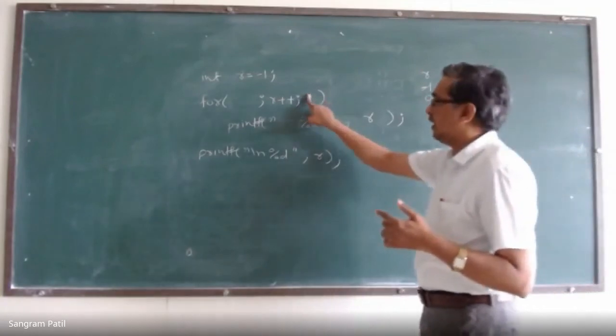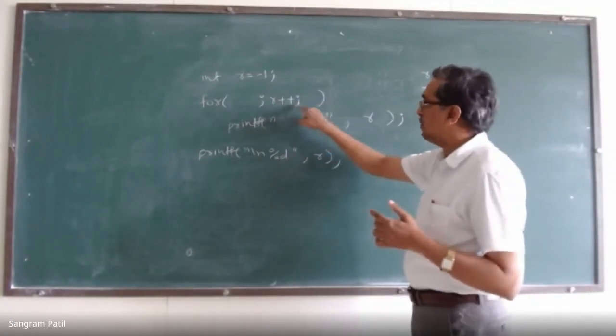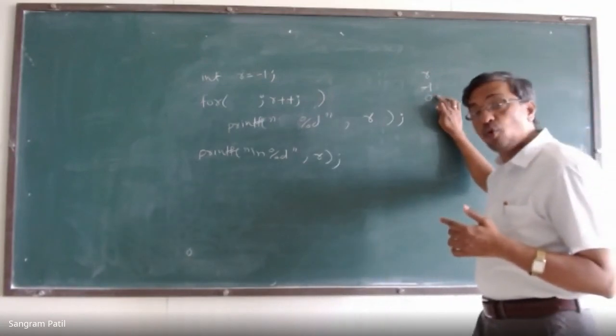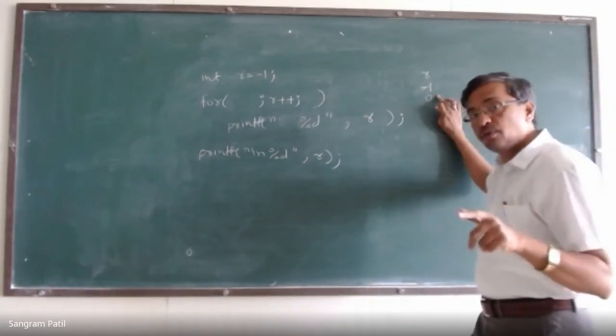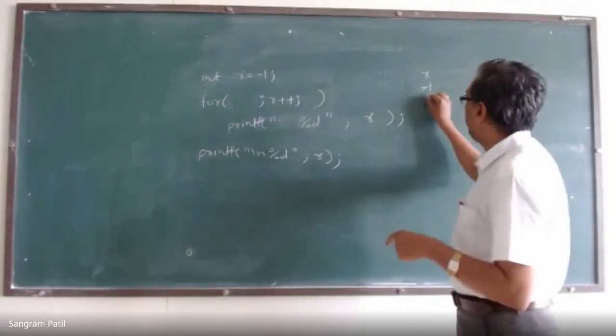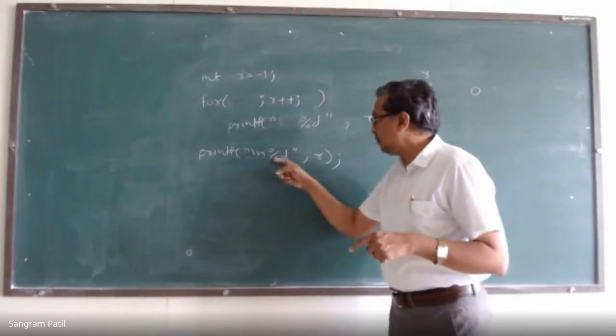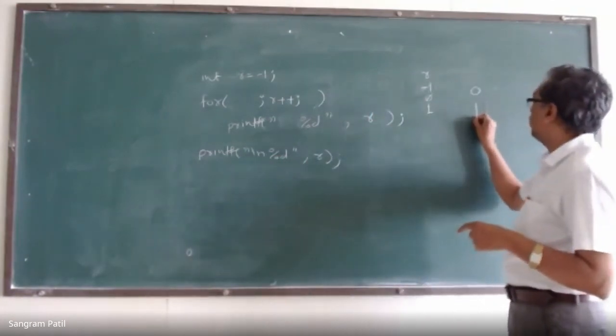Then it will come here. Expression 3 is missing. R plus plus. It will check. Is R non-zero? No, it is 0. So it decides to come out. And before coming out, it will increment the value of R by 1. And then printf /n %r. So the value of R is 1.